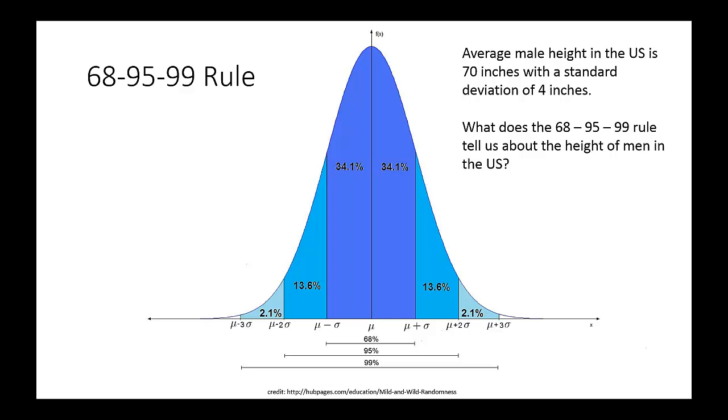So if we put all that together, the mean is 5'10", the standard deviation is 4 inches, and going three standard deviations to either side takes us down to 4'10" and up to 6'10". The 68, 95, 99 rule says that 99% of all men in the US should be between 4'10" and 6'10". If we do an eyeball test, that seems pretty reasonable. I don't know very many men that are below 4'10" or above 6'10".